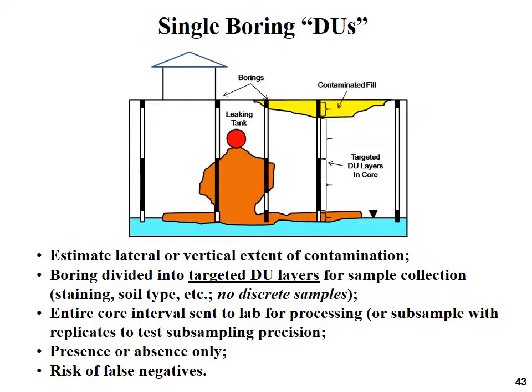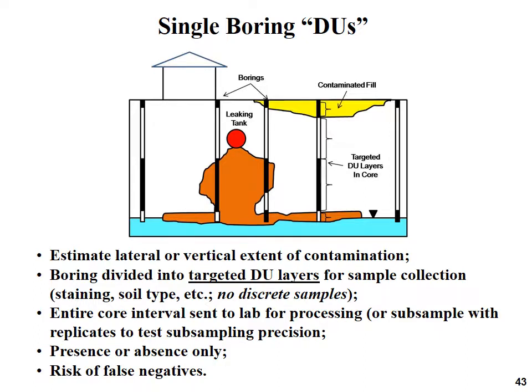Again, instead of collecting a random discrete sample out of each one of these targeted layers, you would subsample that entire layer. Actually, if the core is small enough, you would just take that entire layer, put it in a Ziploc bag, and send it to the laboratory for testing. And they would dry it, sieve it, process it, and test it for non-volatiles. If it's volatile chemicals we're concerned about, John will talk more about that in the 4th presentation on field implementation.